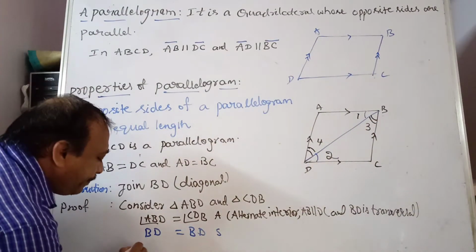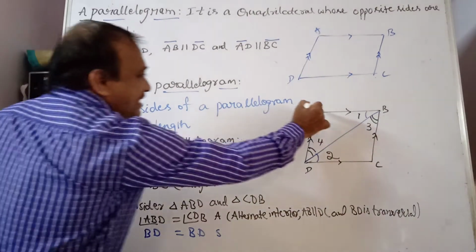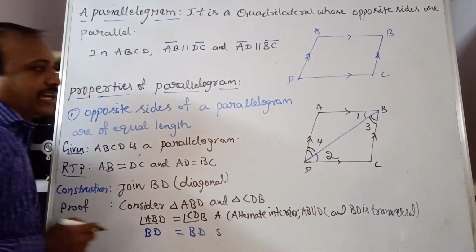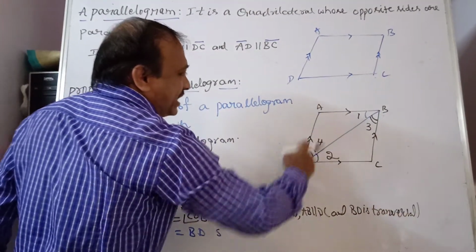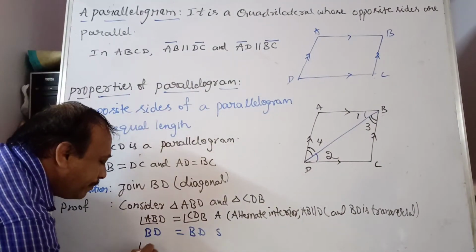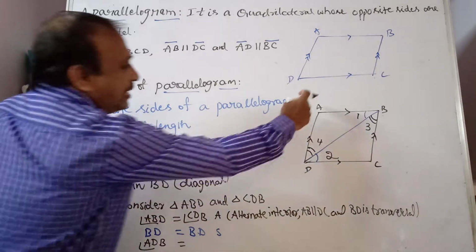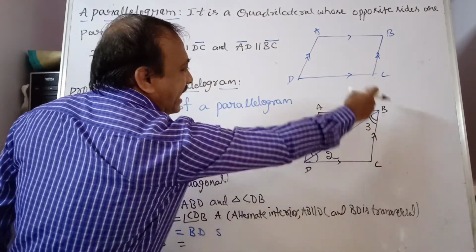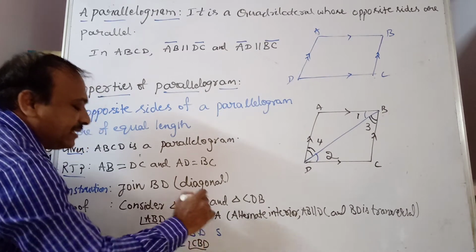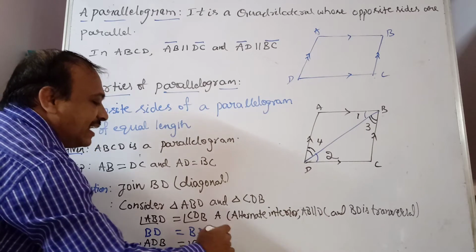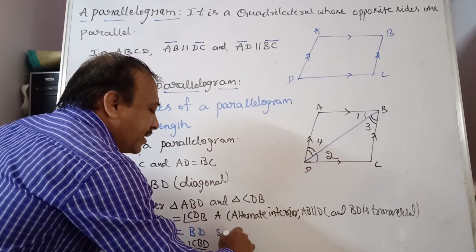So angle ADB, this is ADB. This way also you can represent. Or this way also, like this. Observe it. Angle ADB is equal to angle CBD. Reason, same reason, alternate interior angles.